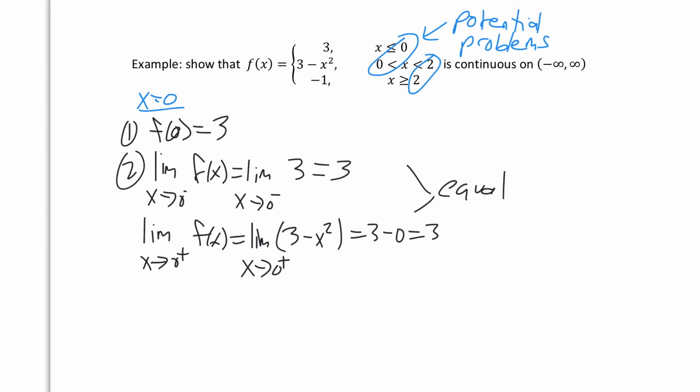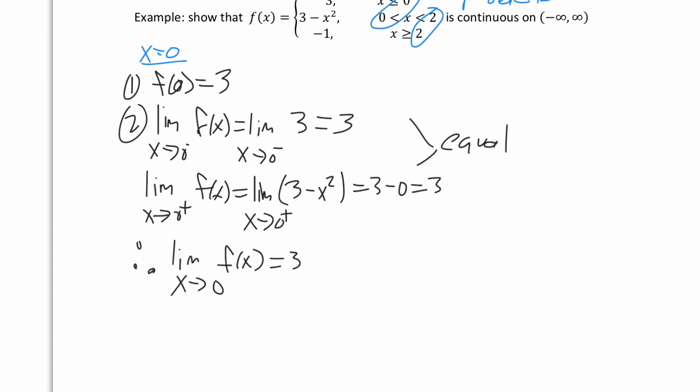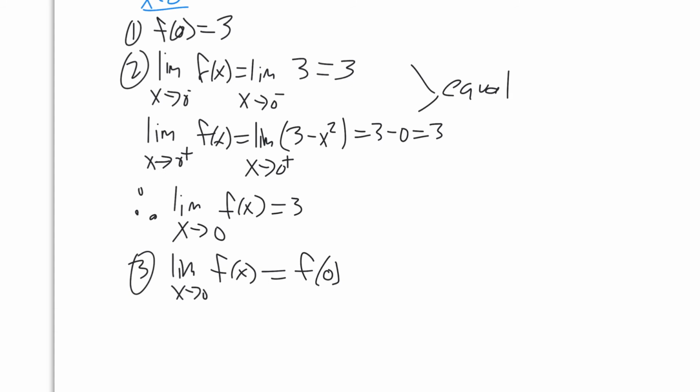So we could say, therefore, the limit as x approaches 0 of f of x is equal to 3. And then, of course, we need step number 3. The limit as x approaches 0 of f of x is 3, which is also equal to f of 0. So we're good to go. Therefore, f of x is continuous at x equal to 0.